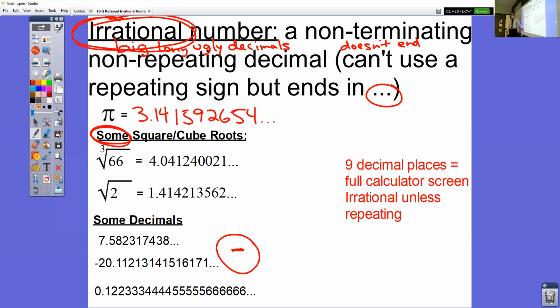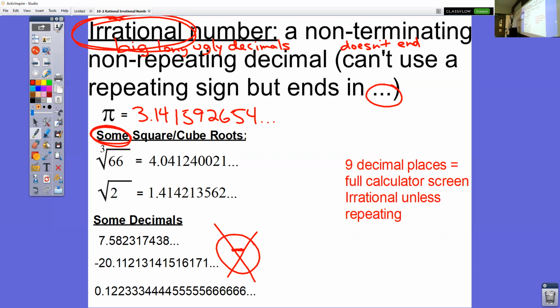Same thing on this one, 0.122333444 55555 666. You could probably guess the next number in the pattern, 777777. There's 7 sevens. All right, but I can't use the repeating sign to get those next sevens. So I can't use the repeating sign, so therefore it is irrational.